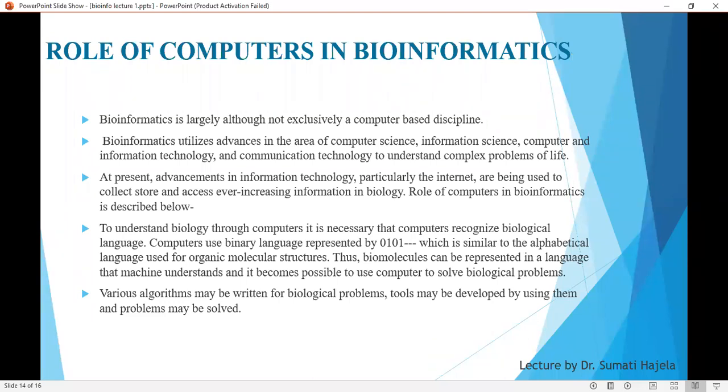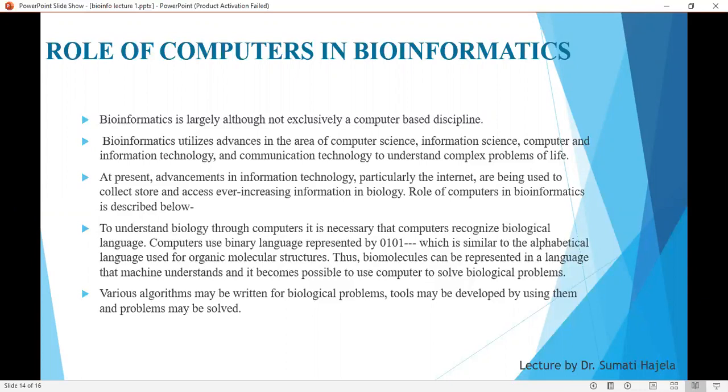Bioinformatics is largely, although not exclusively, a computer-based discipline. It utilizes advances in the area of computer science, information science, computer and information technology, and communication technology to understand complex problems of life. At present, advancements in information technology, particularly the internet, are being used to collect, store, and access ever increasing information in biology. Role of computers in bioinformatics.